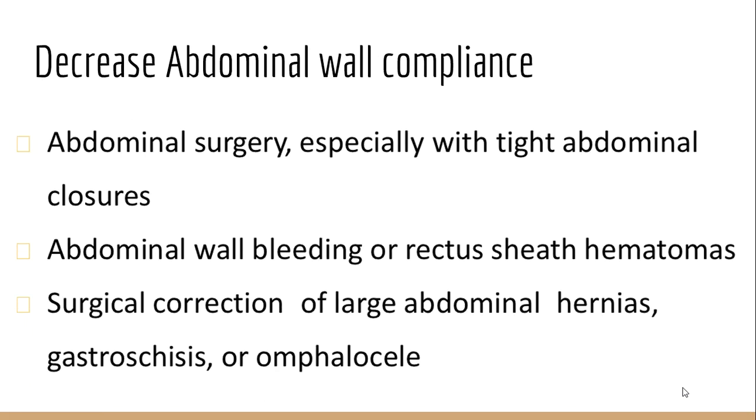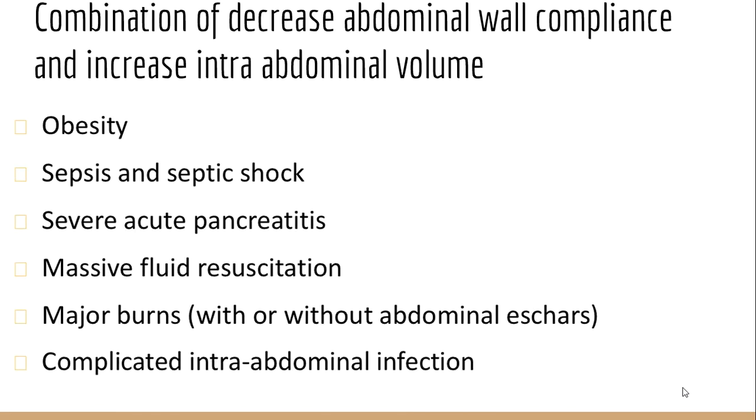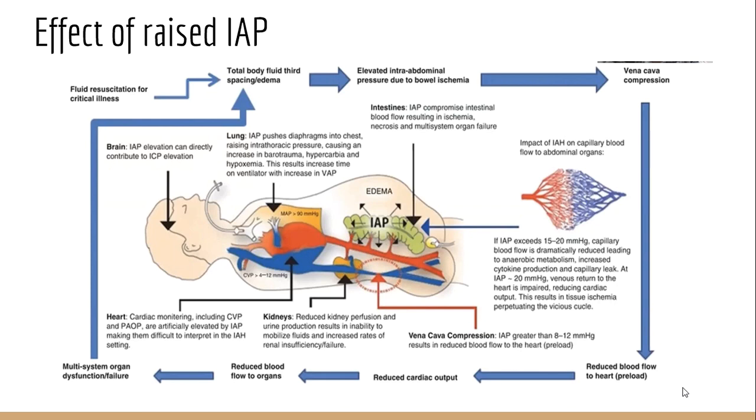And decreased abdominal wall compliance occurs in abdominal surgery, especially with tight abdominal closures, abdominal wall bleeding or rectus sheath hematoma, and surgical correction of large abdominal hernias. A combination of both occurs in obesity, sepsis and septic shock, severe acute pancreatitis, massive fluid resuscitation, major burns, and complicated intra-abdominal infections.